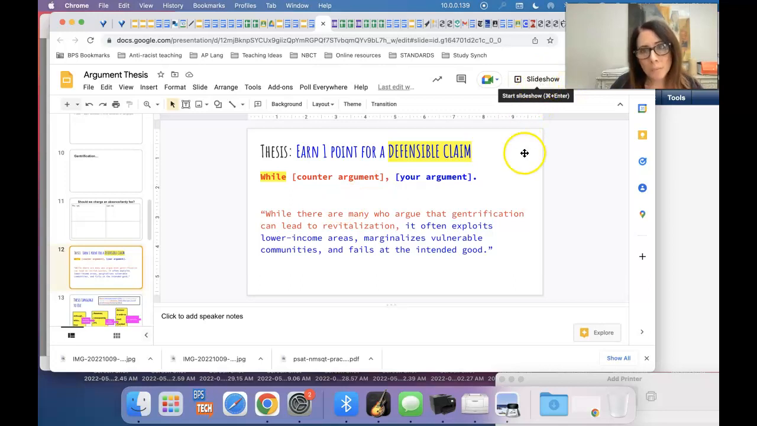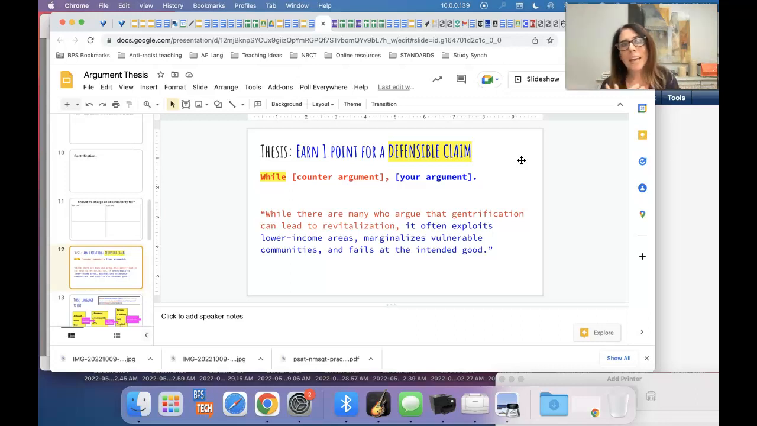So you earn 1 point on the thesis statement out of 5. So that pretty well tells us that we need to do really well at memorizing this thesis statement structure. So here is the structure. While counter argument, comma, your argument. That is all. That is what gets you 1 point on the exam out of 5.